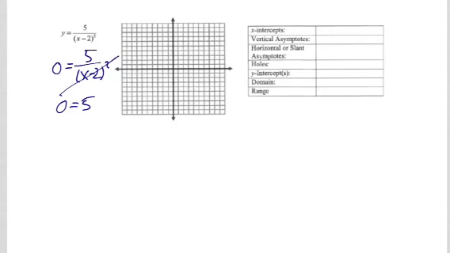Now let's go ahead and solve. Oh, wait a minute. There's nothing to solve. It says 0 equals 5, which isn't even true. Which means that there aren't any. None. There aren't any x-intercepts. That's possible. Absolutely possible. It's probably a good sign that there's going to be a horizontal asymptote on the x-axis, meaning the graph will get closer and closer to it, but never actually touch it.